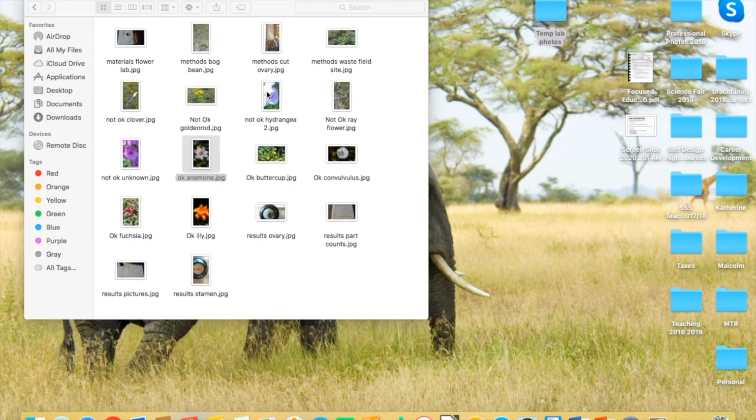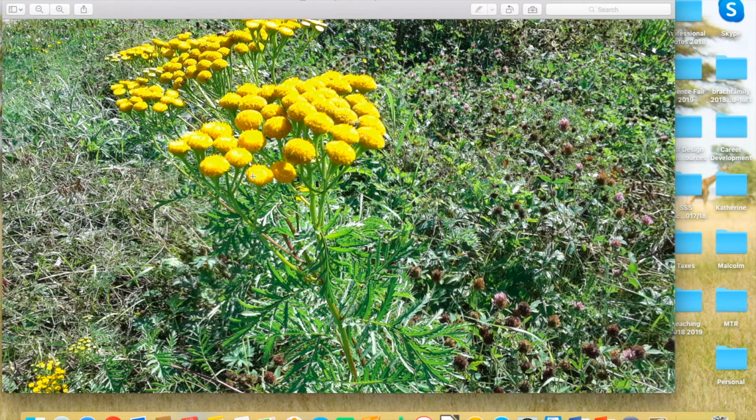Let's look at a couple that you don't really want to use. Well, here's one I found in a waste field near where we live. It would be okay, except the flowers are extremely small. This here is not a single flower. This is probably hundreds of tiny flowers. That would be very hard to do a lab activity on if you need to see them large enough to draw.